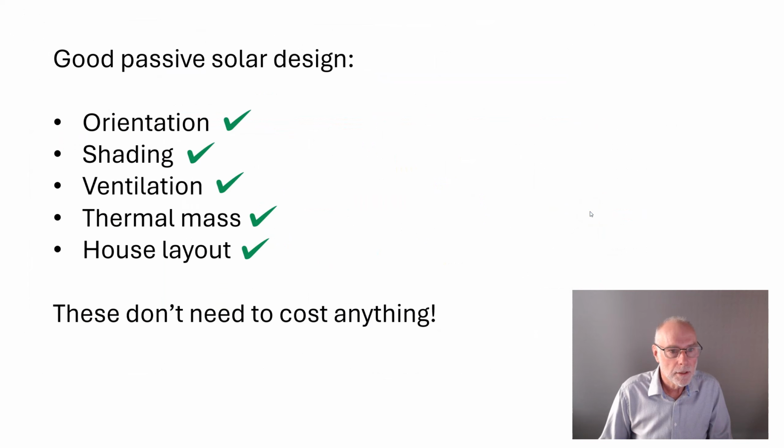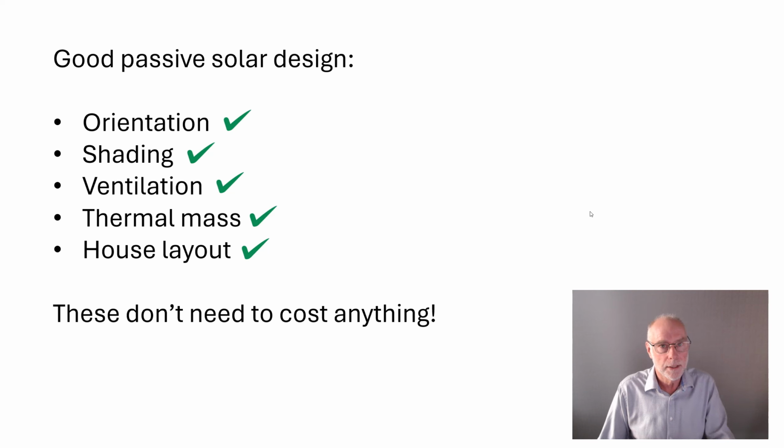So good passive solar design: orientation. Where do the most windows face? They should face north. Shading. We want shading of those northern windows. We want shading of eastern windows. We want shading of western windows.